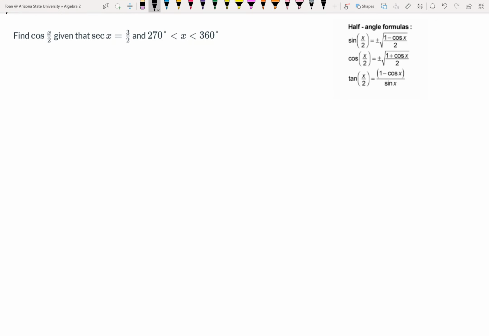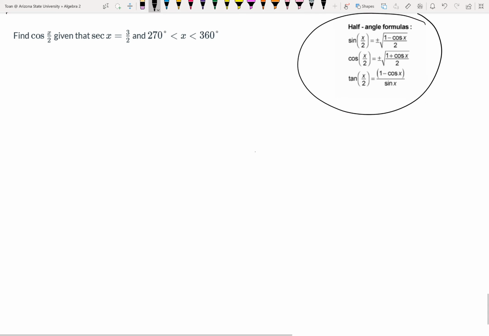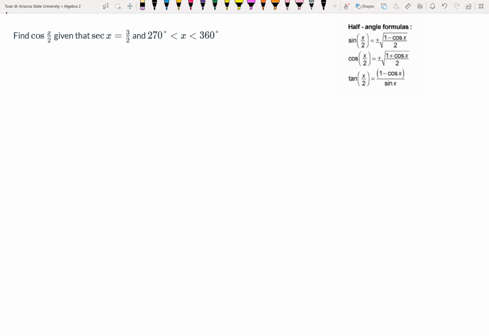So this question wanted us to find cosine of x over 2 given all this information here. Before even beginning, I know that it's going to involve cosine of x over 2, cosine of half of an angle. So immediately the half angle formula should already be in our mind, specifically the half angle formula for cosine. So what does all of this other information have to do with anything?